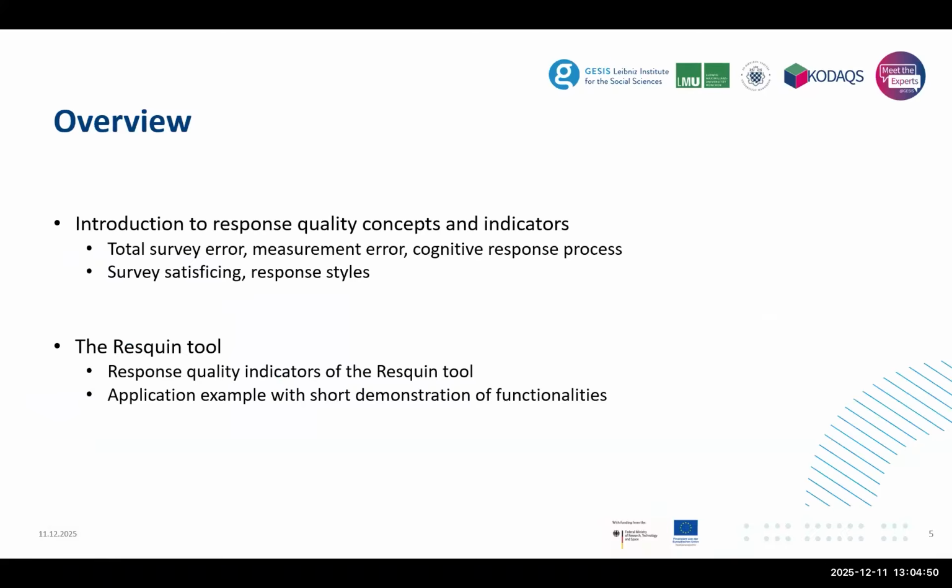Okay, so then to first give you a quick overview of what I'm gonna talk about today. First I'm gonna introduce some basic response quality concepts and indicators that are out there in the literature. Among those, very, very popular, the total survey error. I'm going to talk more conceptually or more theoretically about measurement error. I'm going to introduce the cognitive response process, that is basically the foundation of this all. Then I'm also going to talk about certain response strategies or response styles, survey satisficing and other specific response styles.